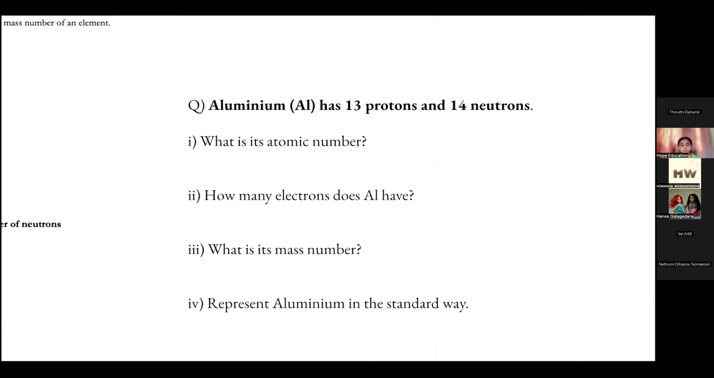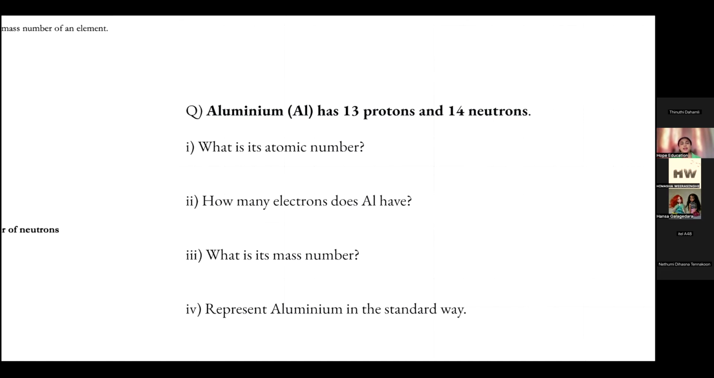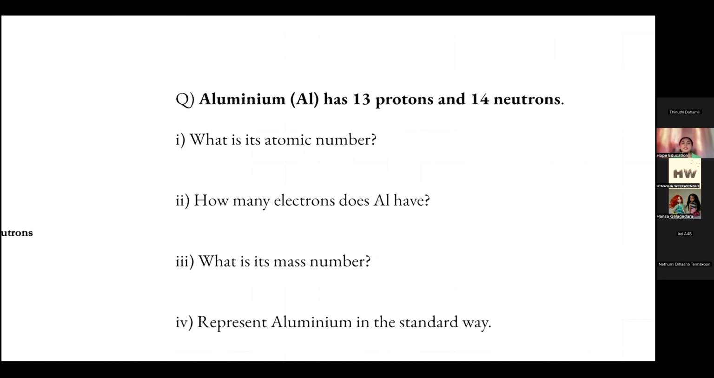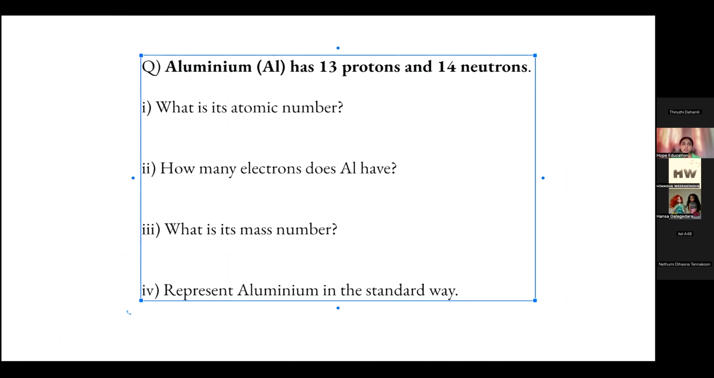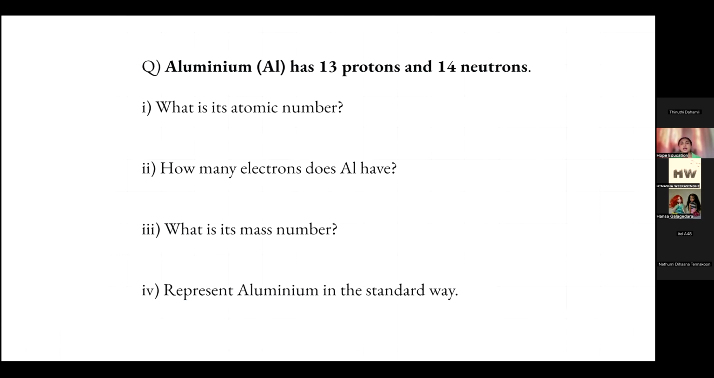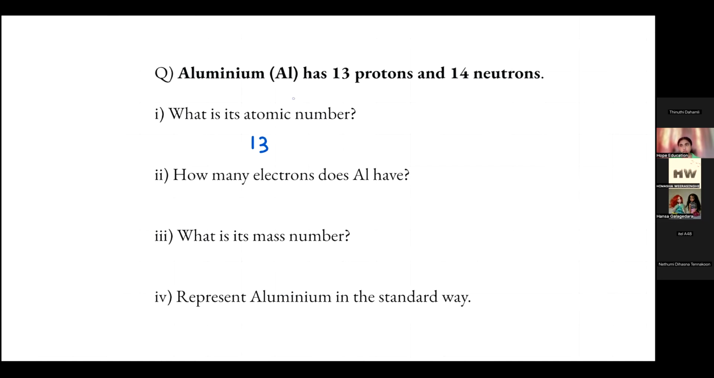Okay. I think we'll discuss now. Okay, good. Aluminium has 13 protons and 14 neutrons. What is its atomic number? So we know atomic number is equal to the number of protons. Since the number of protons is 13, we can say atomic number is 13. Because we said atomic number is equal to the number of protons.